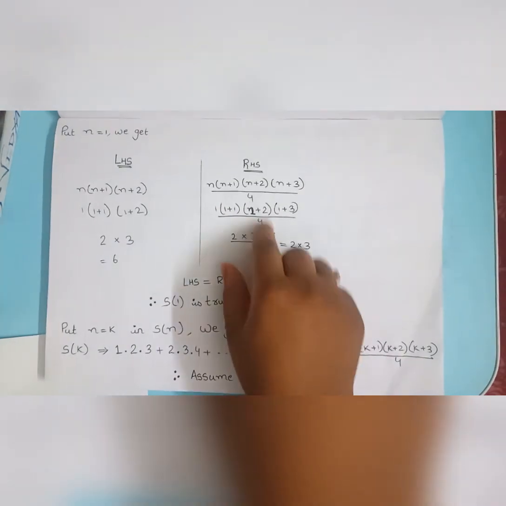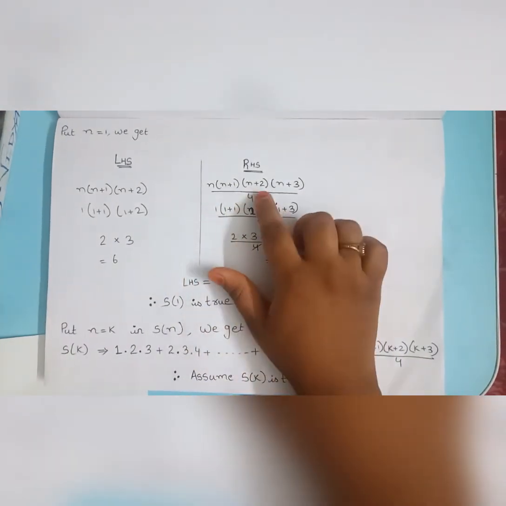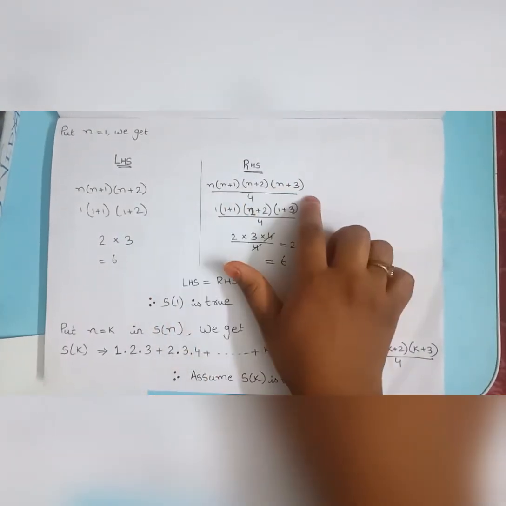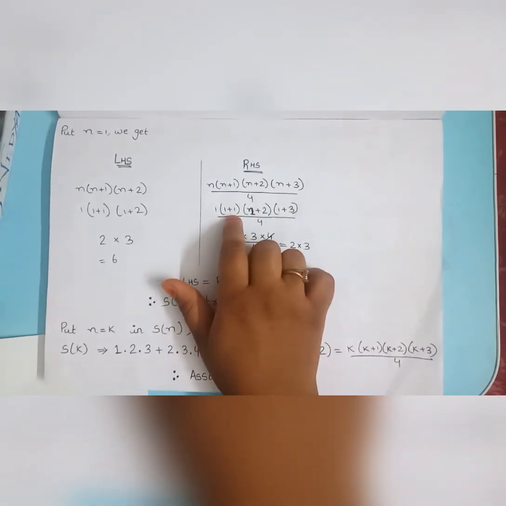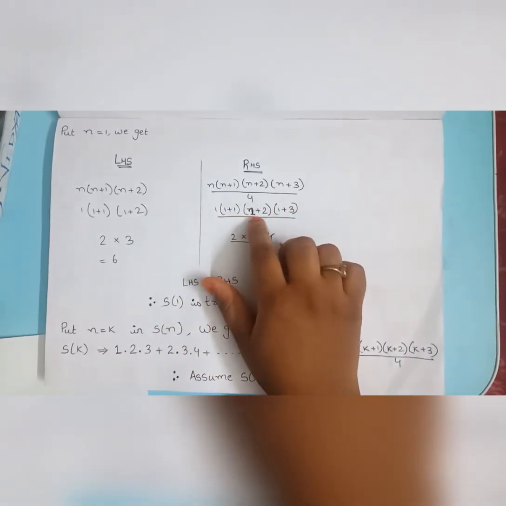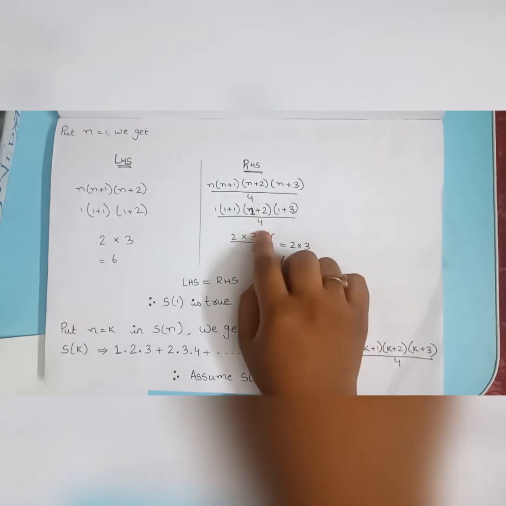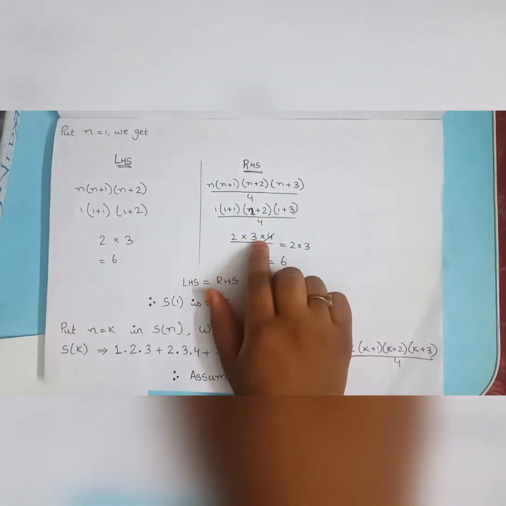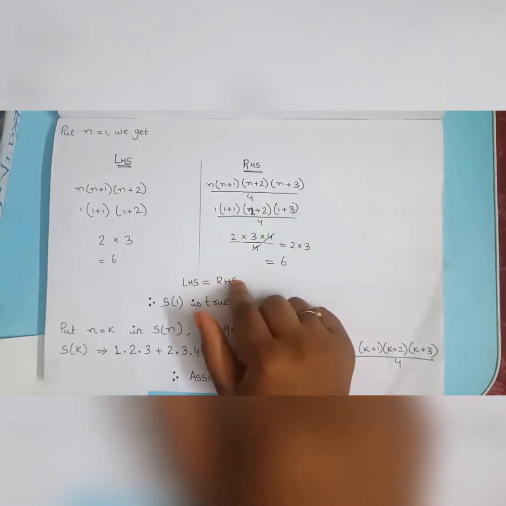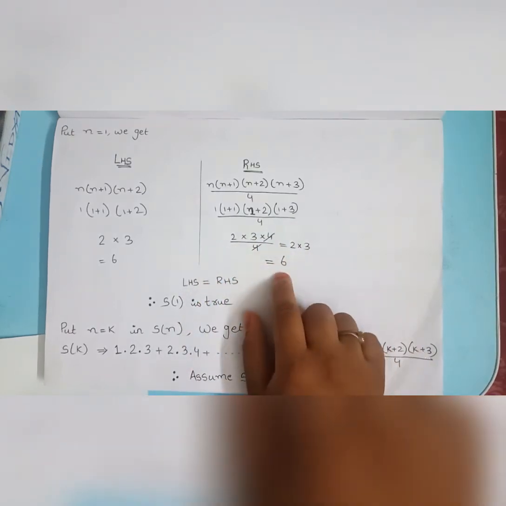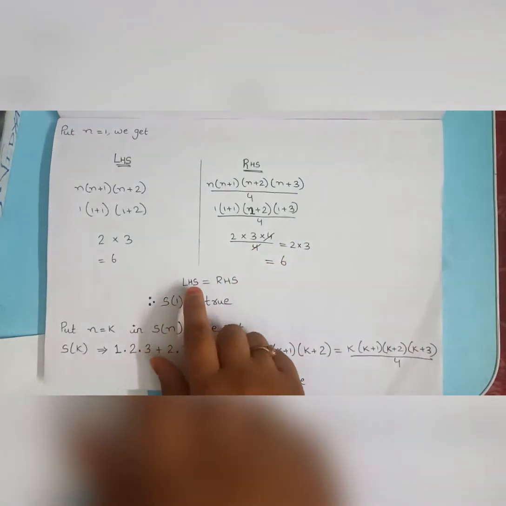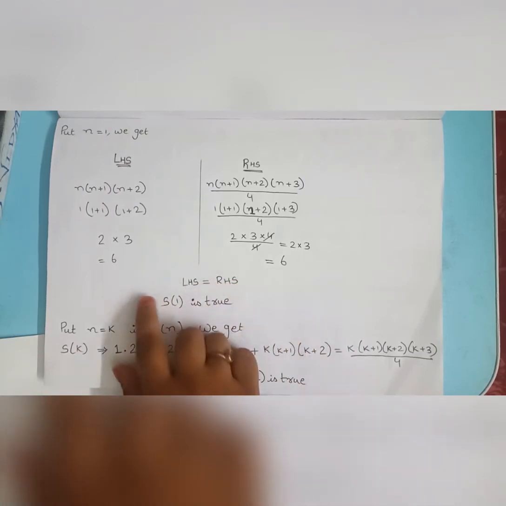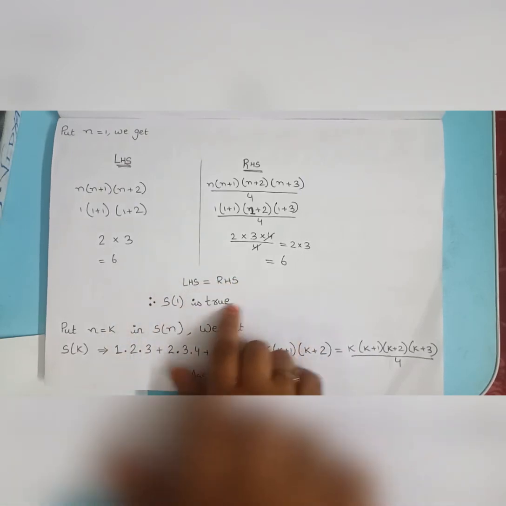In RHS, n(n+1)(n+2)(n+3) by 4. So, 1 into (1 plus 1), (1 plus 2), (1 plus 3) by 4. So, 1 into 2 into 3 into 4 by 4. So, 4 gets cancelled. So, 1 into 2 into 3 is equal to 6. Therefore, LHS is equal to RHS. Therefore, S(1) is true.